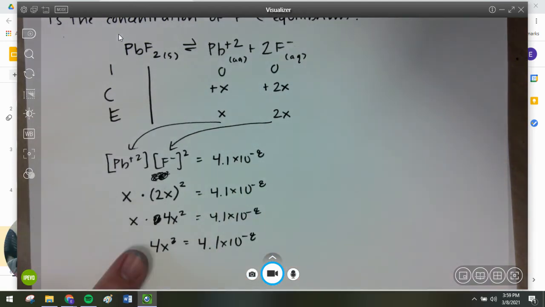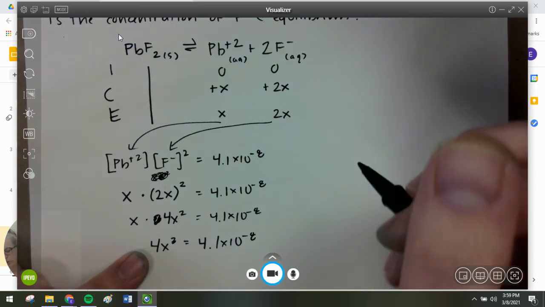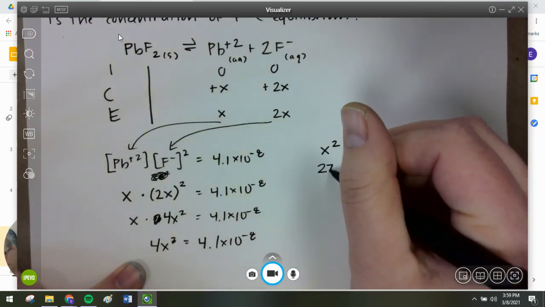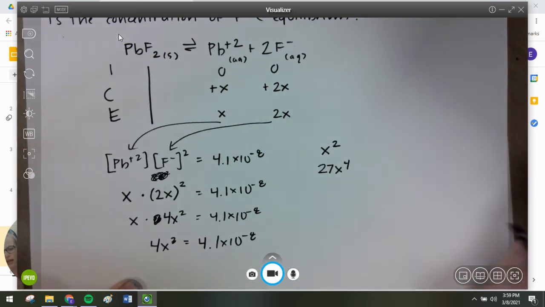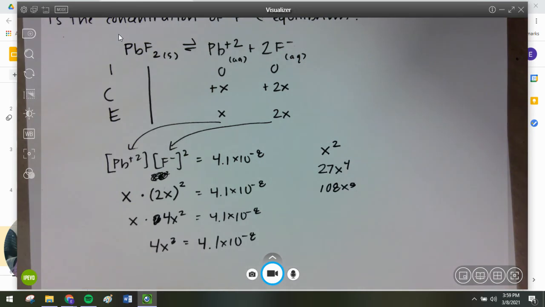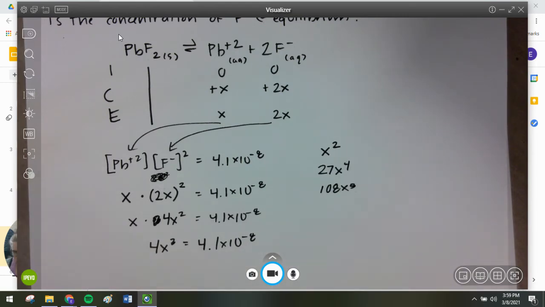Now, I know that that's a lot of math, but I'm just showing you how this all shakes down here. You will see some common numbers showing up in your equilibrium solutions for these things. 4x cubed is one you're going to see a lot. You will see x squared. You will see 27x to the 4th a lot and 108x to the 5th. And in the next video, which will be a very short one, I'll show you where those come from.